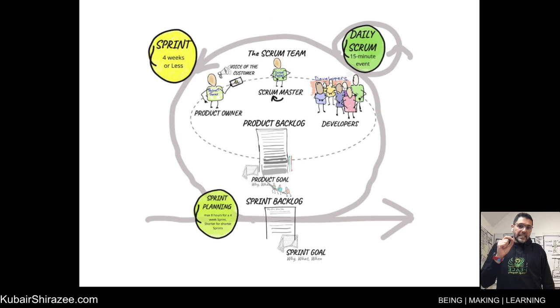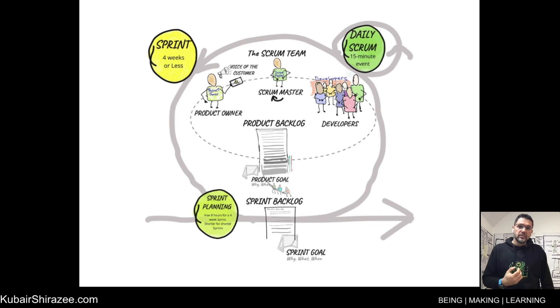It is a 15-minute planning meeting for and by developers, an opportunity for them to create transparency, to inspect and adapt their progress towards the sprint goal since their last daily scrum, and to make a plan for what they're going to do up until their next daily scrum to keep things on track to achieve the sprint goal.